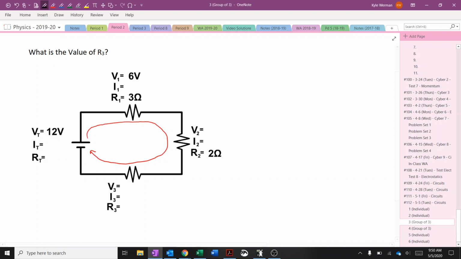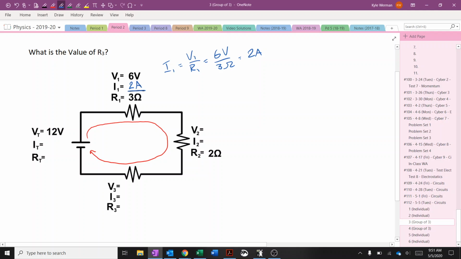And hopefully you identify right here, I have one missing piece, and that is I1. And so I can use Ohm's law and say that, well, I1 is going to have to be the voltage of 1 over the resistance of 1. And so I have 6 volts over 3 ohms, and so that current has to be 2 amps through I1. So I know right now I have 2 amps.